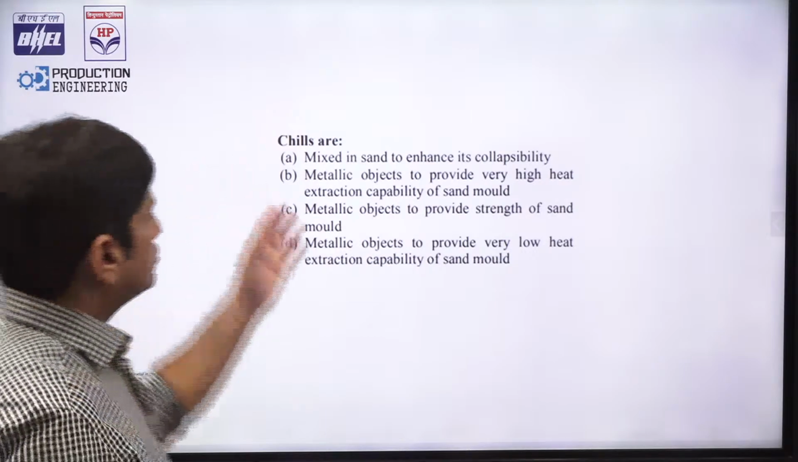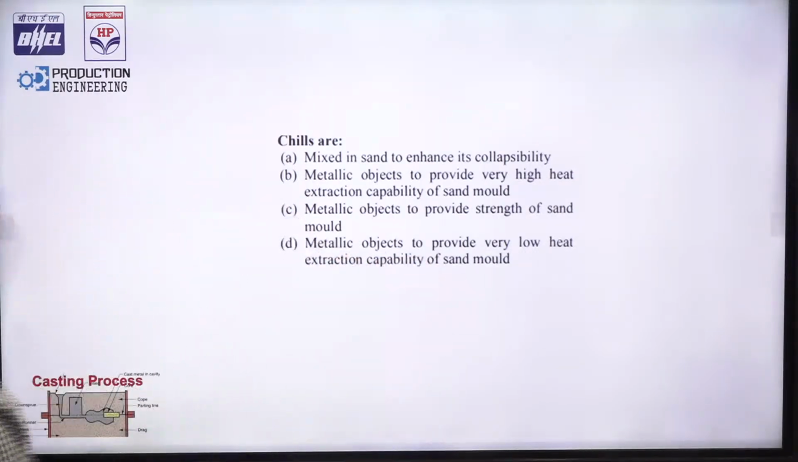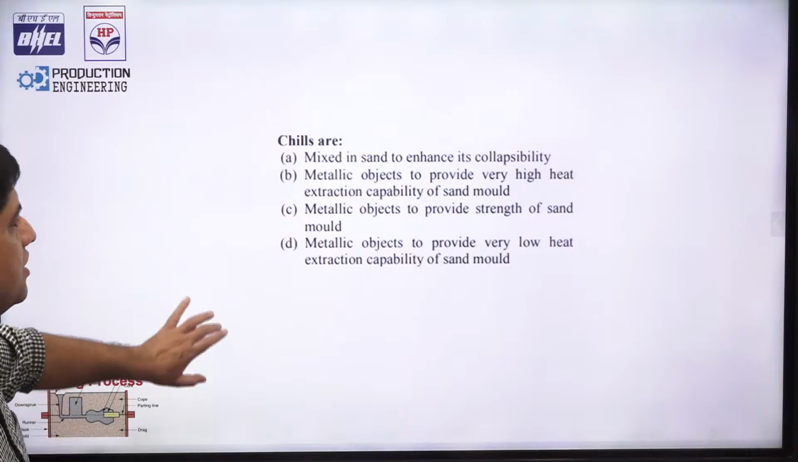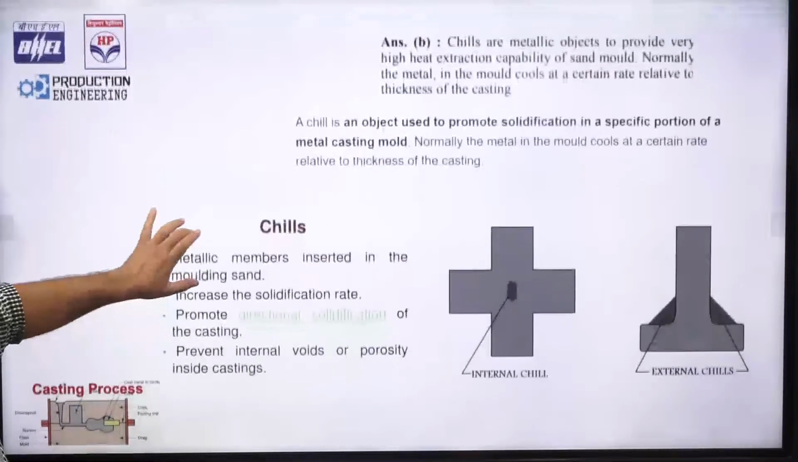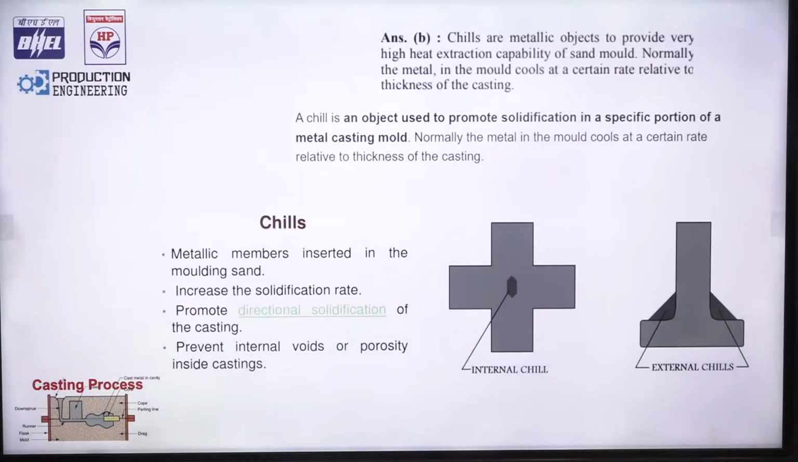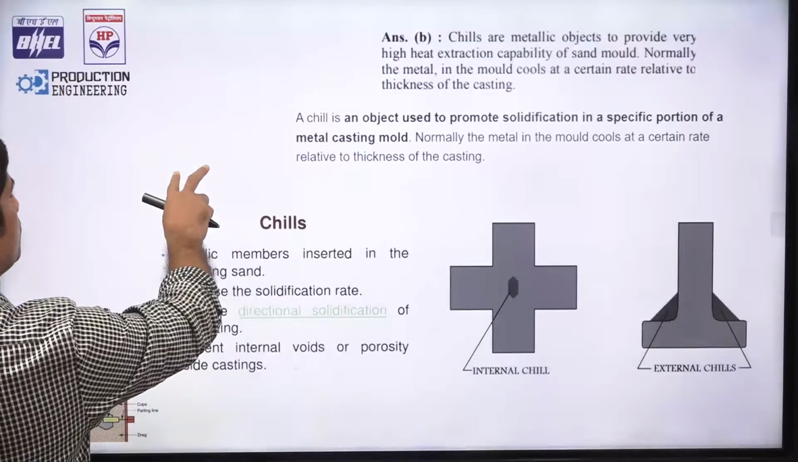What are chills? Let me tell you, chills are metallic objects. Like chaplets, chills are also metallic objects. So what do they have? High heat extraction capability or low heat extraction capability. They have very high heat extraction capability for the sand mold, and they cool at a certain rate, which is related to the thickness of the casting also. It leads to directional solidification in a specific portion of the casting mold. So the metal in the mold cools at a particular rate depending on the thickness of the casting. So chills actually lead to directional solidification.